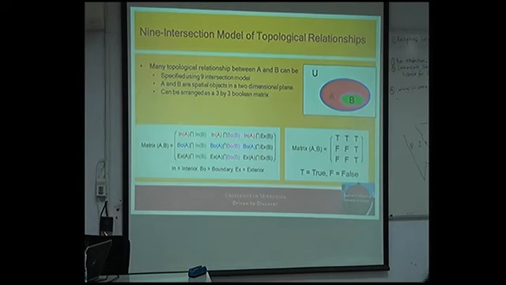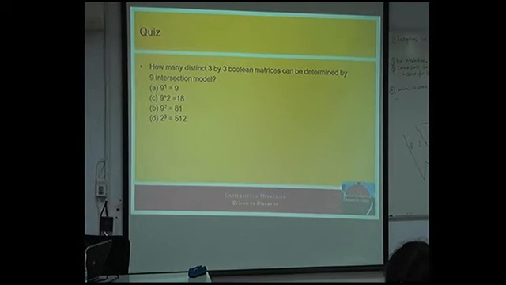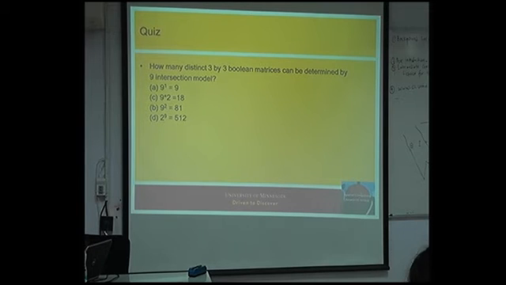So again, what we are asking is that here is a matrix of 9 elements. Each element could be either true or false. How many distinct matrices are there? It's a very simple combinatorial one. So how many vote for 9, 18, 81, 512? Okay, great. So there are about 500 or so possibilities.